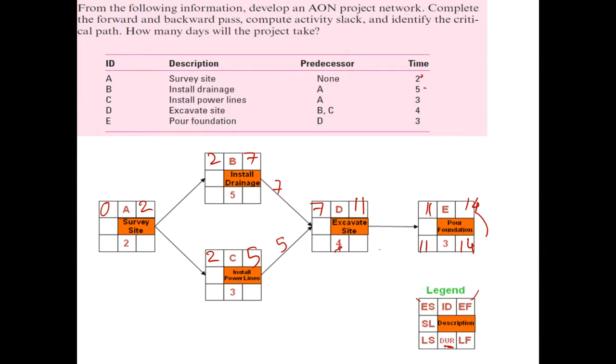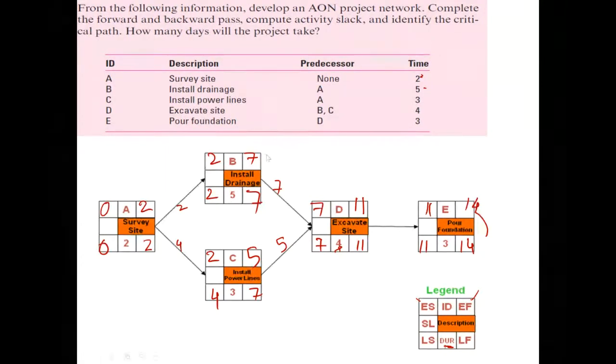14 take away 3 is 11, and then 11 take away 4 is 7. 7 would be copied here, and then 7 take away 5 is 2, 7 take away 3 is 4, and then the start activity is a merge activity. We could either use 2 or 4, and as I said, we are doing a backward pass using the smallest of the two, so it will be 2 and a 0.